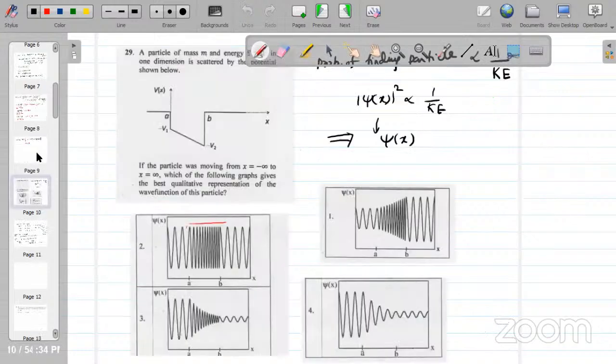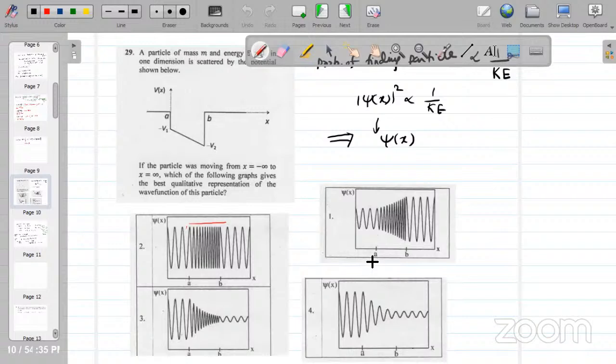Look at here. Which function matches? In the 4 options, which one matches these two things I have said? The wavelength has to be constant from minus infinity to A. Then from A to B, the amplitude has to decrease and the wavelength also has to decrease. Right? So which one matches?